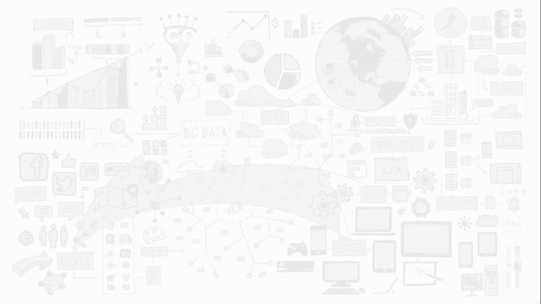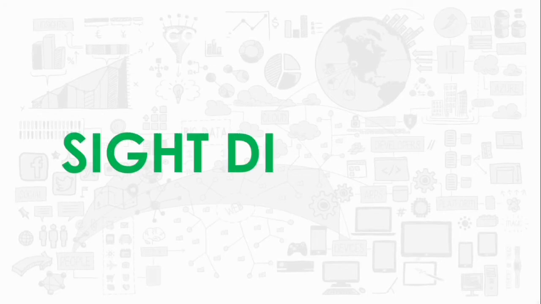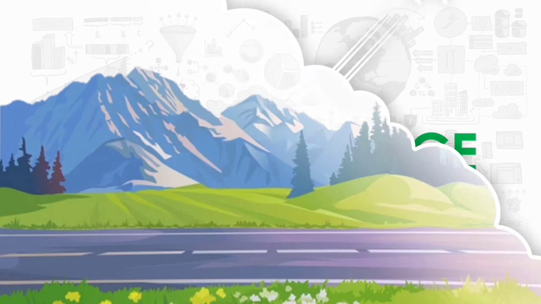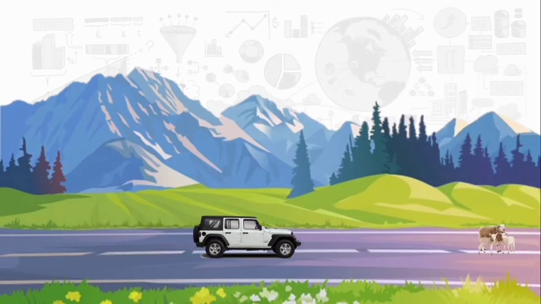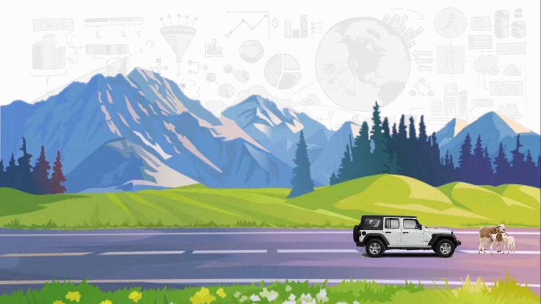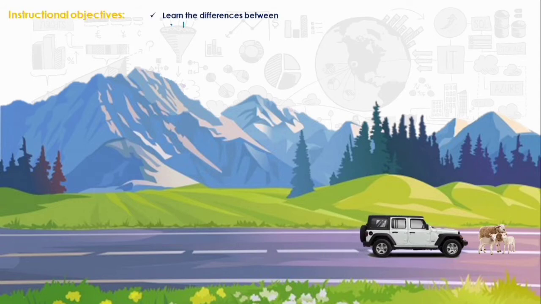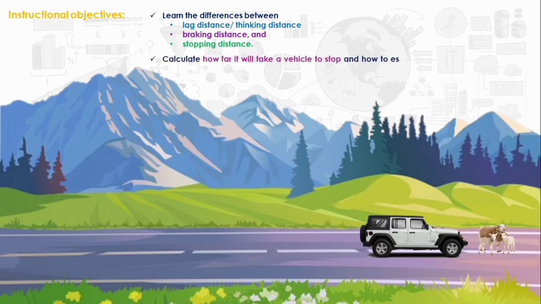Today, I am going to discuss with you sight distance for horizontal surface. In this lesson, we are going to explore the physics behind the distance it takes to stop a moving car. So we are going to learn the differences between lag distance or thinking distance, the braking distance, and the stopping distance. And finally, we will calculate how far it will take a vehicle to stop and how to estimate this distance based on its initial conditions.